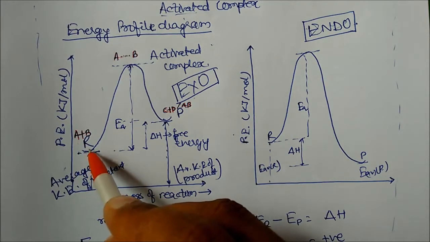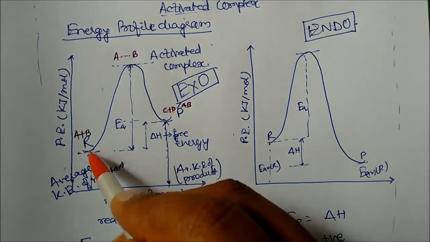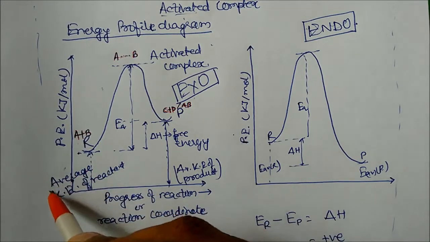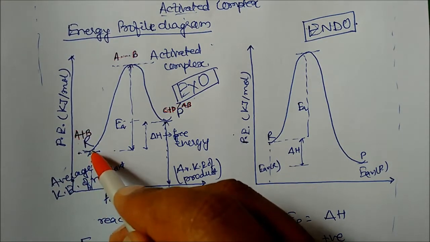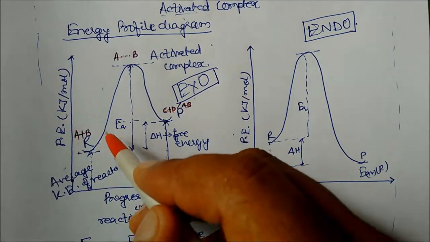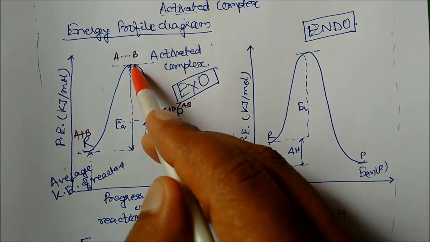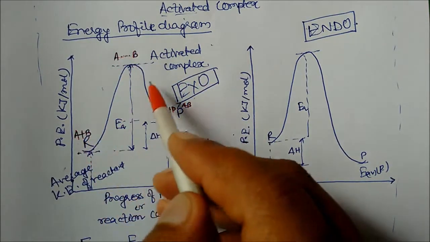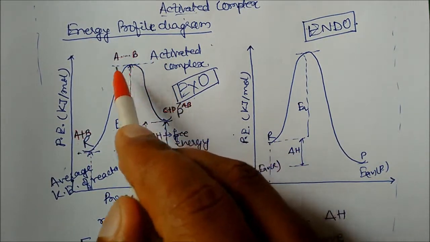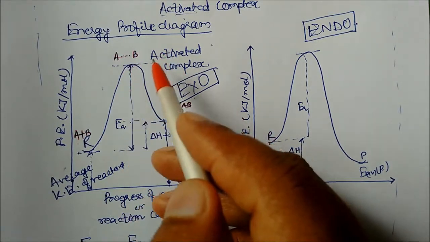When you heat it, the energy increases. The average kinetic energy of the reactants will increase on heating. Initially this much energy is there, so it will increase and go up to there. What happens? The bond between A and B will form or break. So this is a position where bond formation and bond breaking can both take place.